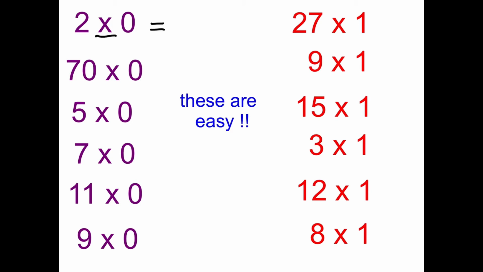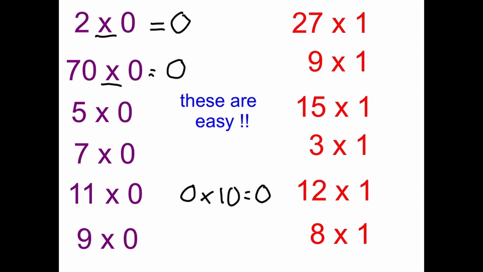So if you've got 2 lots of 0, what have you got? You've got 0. You've got nothing. Even if you've got 70 lots of 0, it's still going to be nothing. And it doesn't matter which way round it's written. So even if we had the 0 the other side, so let's have 0 times 10, that means you've got no sets of 10. You've got no 10s, so you've got nothing. So that side's very easy, but I do want you to write them into your book to practice writing them.